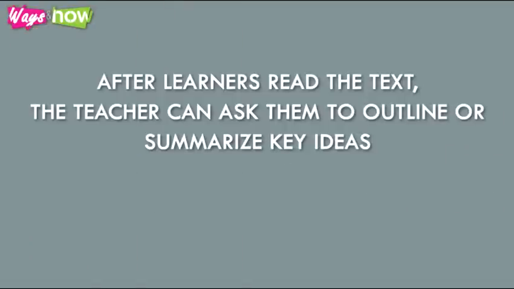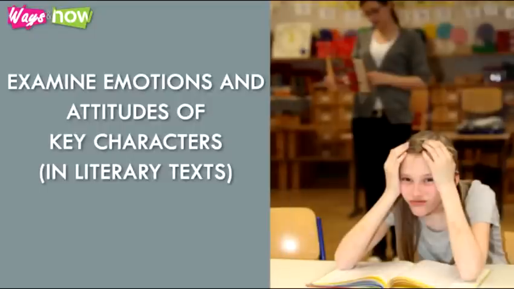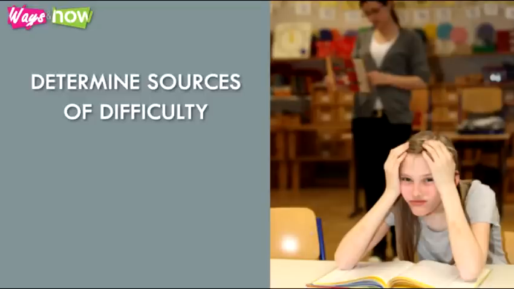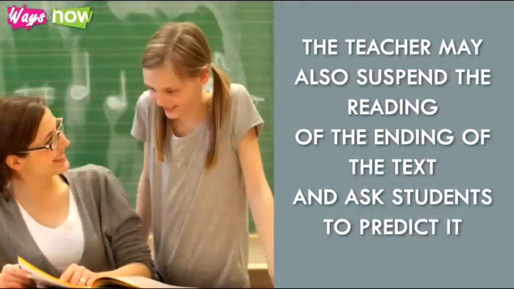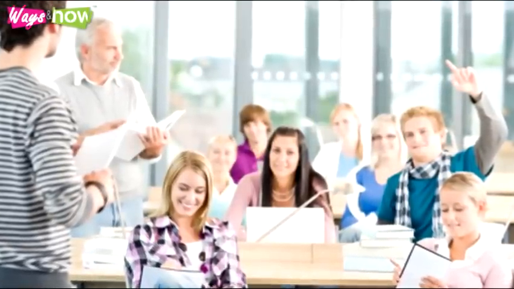After learners read the text, the teacher can ask them to outline or summarize key ideas, examine emotions and attitudes of key characters in literary texts, determine sources of difficulty, look for answers to questions posed during pre-reading activities, and write down predictions of what might come next in the text. The teacher may also suspend the reading of the ending of the text and ask students to predict it. The students may be grouped to brainstorm and later present their version in class.